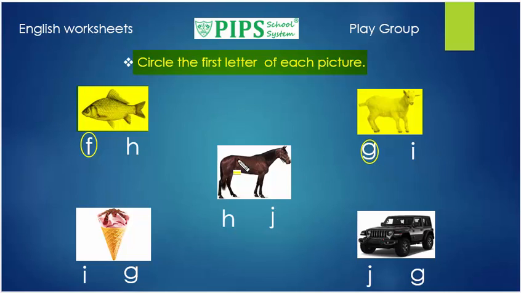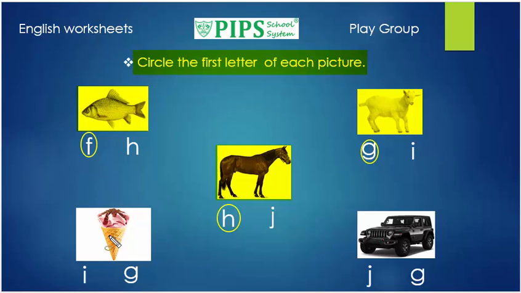The next picture is horse. This is a horse. The initial letter of horse is H. Sounds like H. H. Horse. H. Horse. So we will circle the letter H like this.